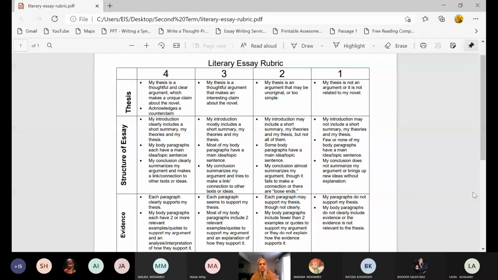Okay, this is number 4. You take 4 marks, which means an excellent thesis statement. What is a very good thesis statement? A very good thesis statement is a thoughtful argument that makes an interesting claim, yani you write an interesting claim in the thesis about the novel. What is a good thesis? An argument that may be unoriginal or too simple. A poor thesis statement is not an argument, or it is not related to my novel. You write a thesis about something else, so you do not take the marks.